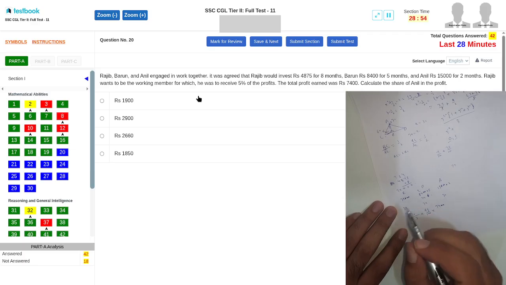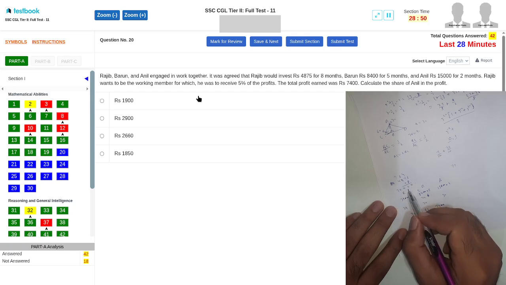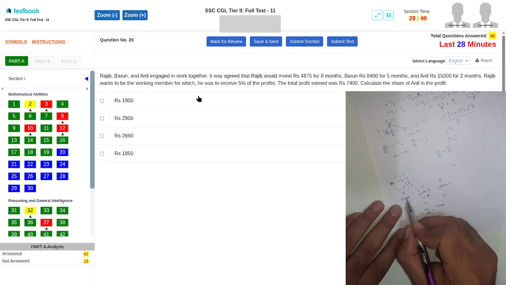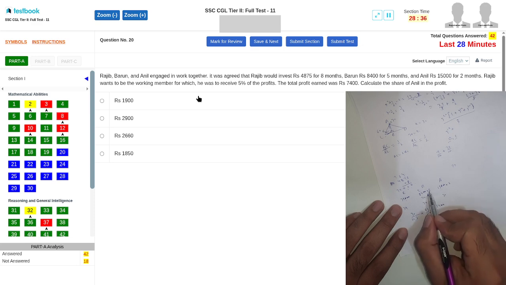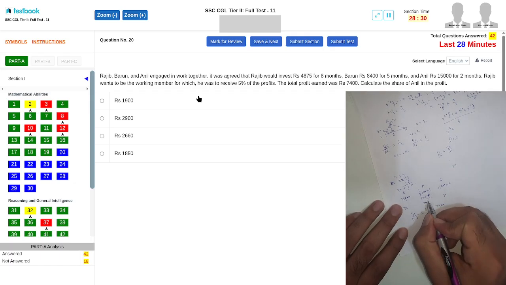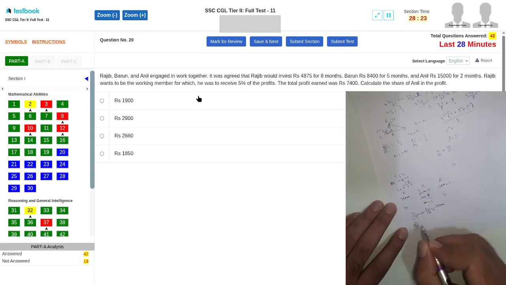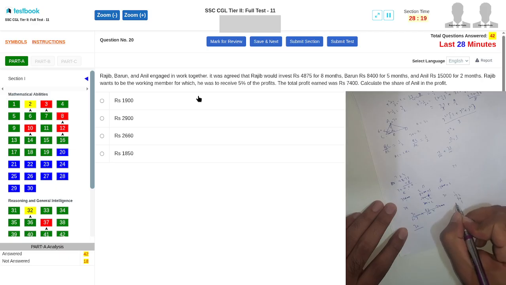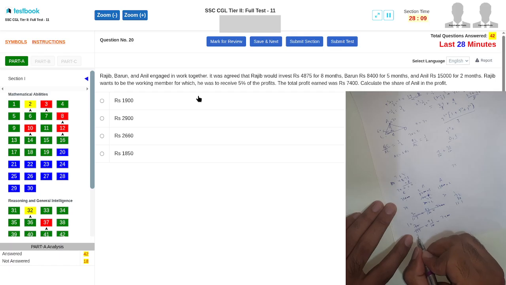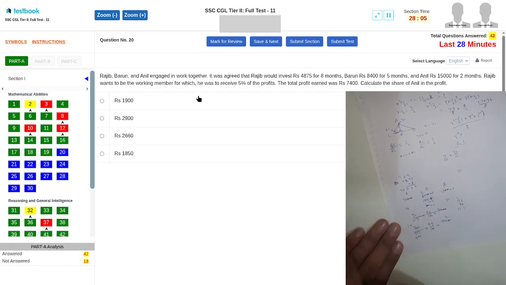Rajiv is 4875 for 8 months. 8 pence of 40 2660. 39,000 for the apartments and 15,000 for the master, 20,000. 5 for the 20, 8 for the 42. 5 for the 20, 42. 30 72 39. To 190.